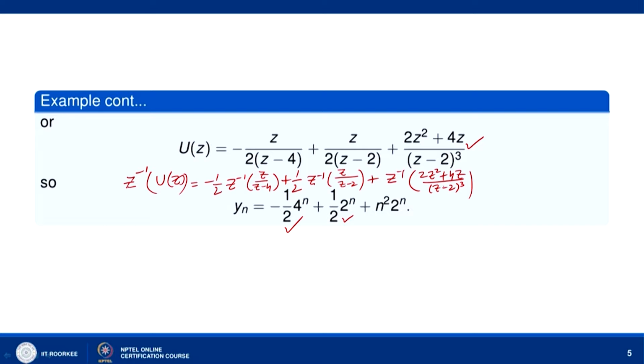Here we have Z inverse of (2z square plus 4z) divided by (z minus 2) whole cube is n square 2 to the power n, because let us again recall the z transform of n square a to the power n is (a z square plus a square z) divided by (z minus a) whole cube. In this you put a equal to 2, and you get the inverse z transform of (2z square plus 4z) divided by (z minus 2) whole cube as n square 2 to the power n. So this is how we can find the inverse z transform of U(z).